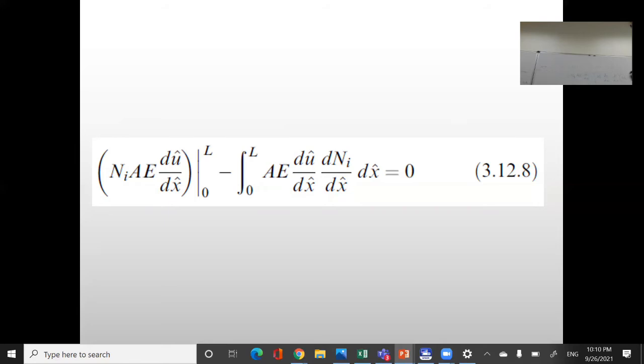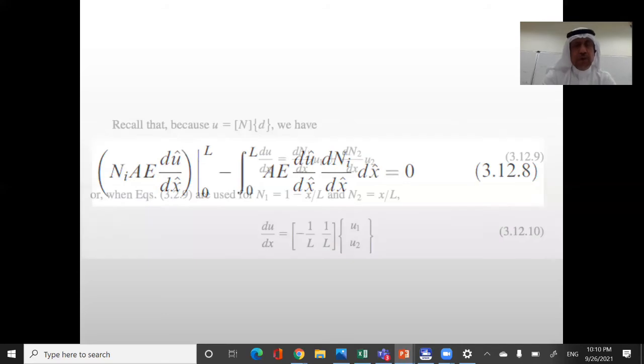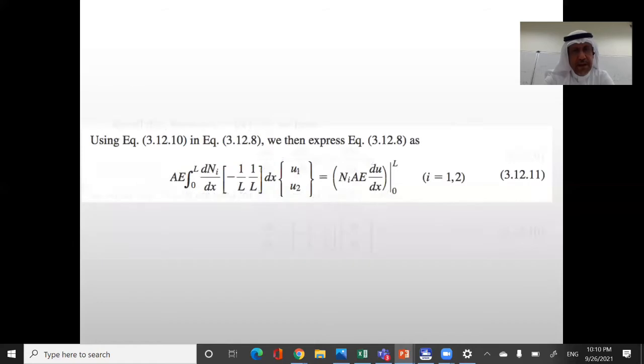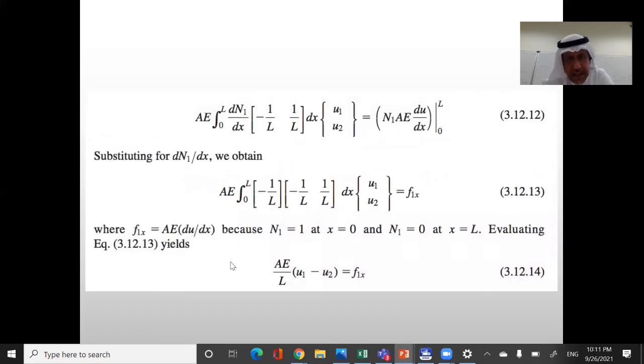When you integrate this for i equal to 1 and i equal to 2, that's it. This is the first equation, okay? This is for N1. Substitute, and finally, you will get this equation here. After you simplify, you multiply this row by this column, and you integrate. You get this equation: AE divided by L, u1 minus u2 equal F1x.